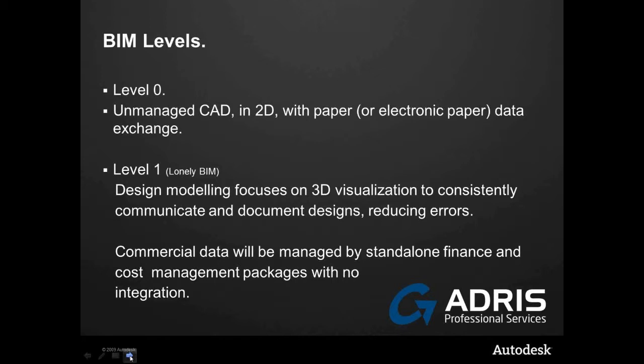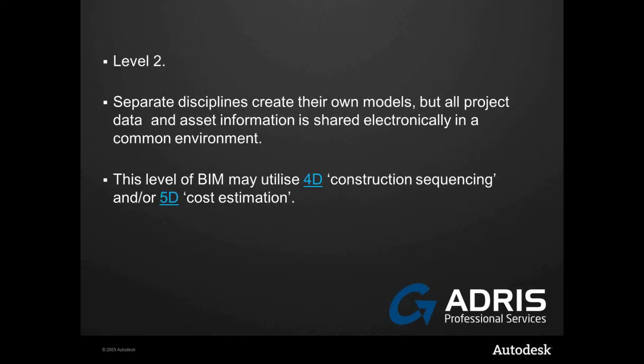BIM Level 2, however, is a process where separate disciplines create their own models, but all project data and asset information is shared electronically in a common environment. So you're working in some form of portal where you're working in real time with other stakeholders within this project, and you're sharing data concurrently. So this is the opposite to Lonely BIM.